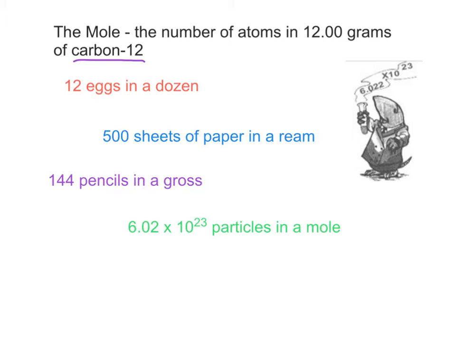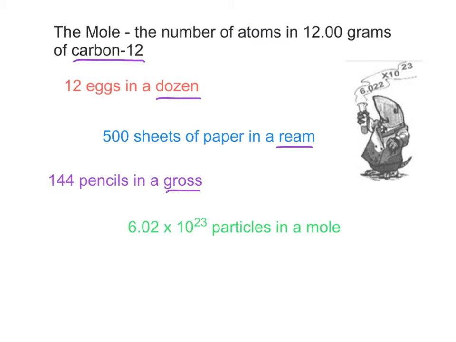Just like if your mom sent you to the store, she wouldn't say, hey, go to the store and buy 12 eggs. She'd say, go to the store and buy a dozen eggs. Okay? When we buy paper, we don't buy them by the sheet, we buy them by the ream. 500 sheets is a ream. Similarly, when we buy pencils, you might buy them as a dozen, or you might buy them as a gross, which is 12 dozen.